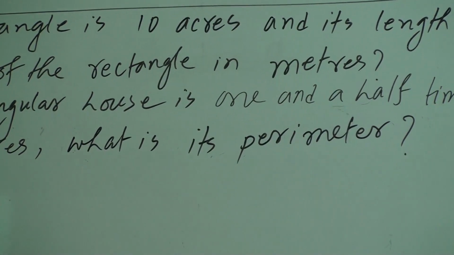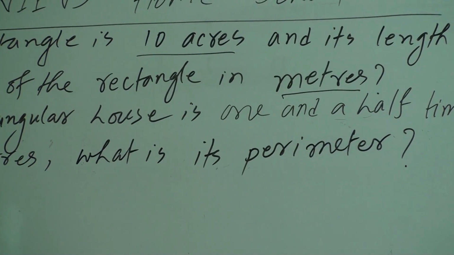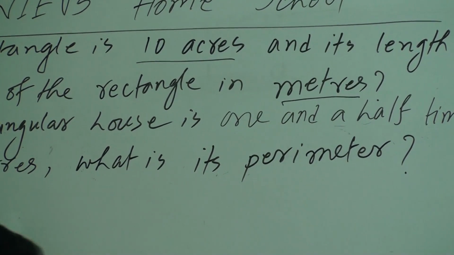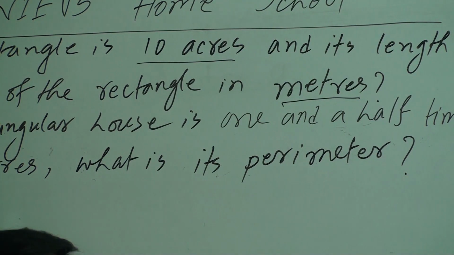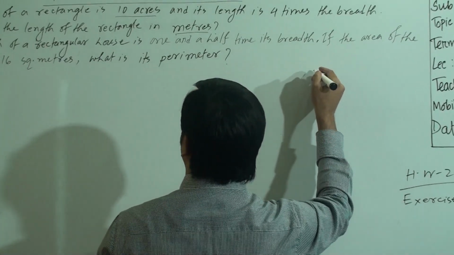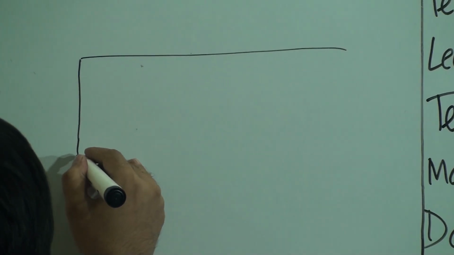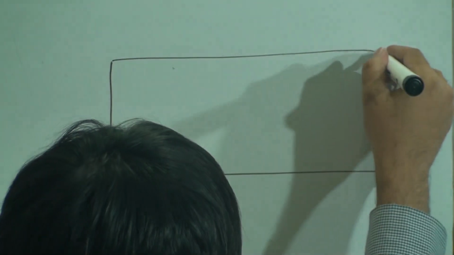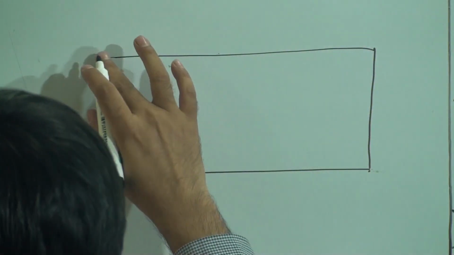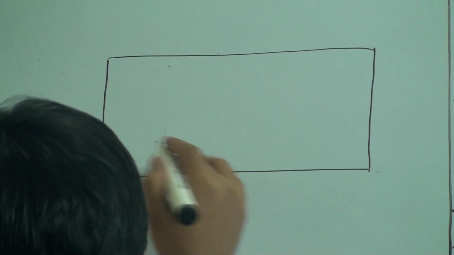We need to determine the length in meters, and here the area is given in acres. So we need to know the relation between square meter and acre. Dear students, before that, at first we need to understand the question. Here in the question it is said that the area of a rectangle, suppose this is the rectangle, its length is 4 times the breadth. So if we consider this is the rectangle, this is the length and this is the breadth.